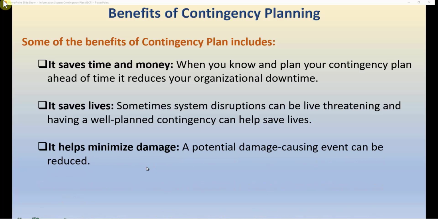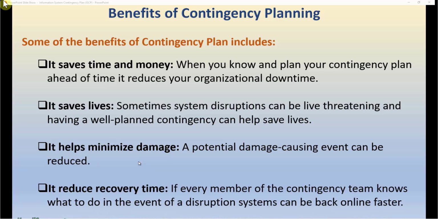Number 3, it helps minimize damage. A potential damage-causing event can be reduced. And then number 4, it reduces recovery time. If every member of the contingency planning team knows what to do in the event of a disruption of a system, the system can be back online faster.